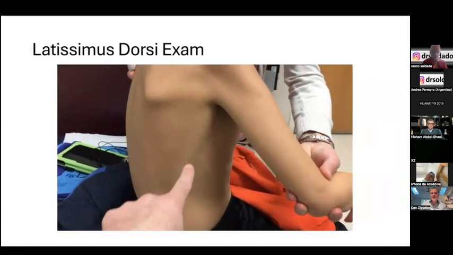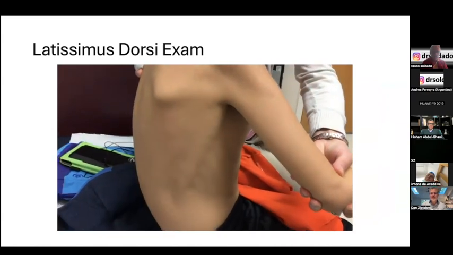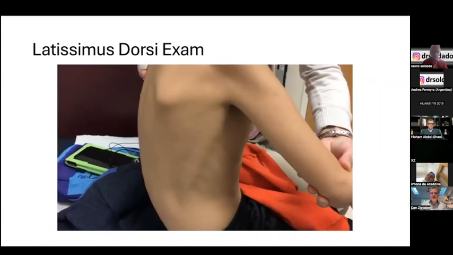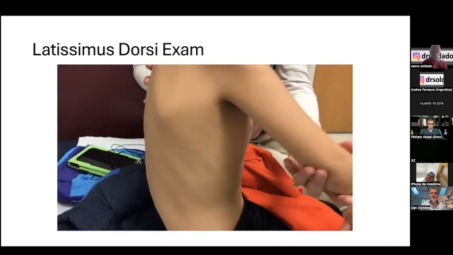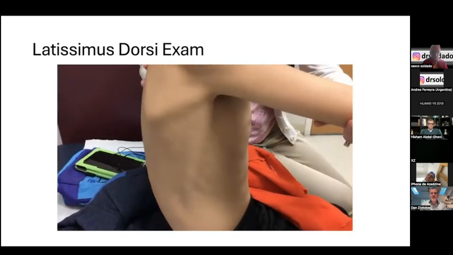And I do not routinely get MRIs on these patients. I think if you can't see it, you can't use it because this is a very superficial muscle and there's not much else competing with it in that space.